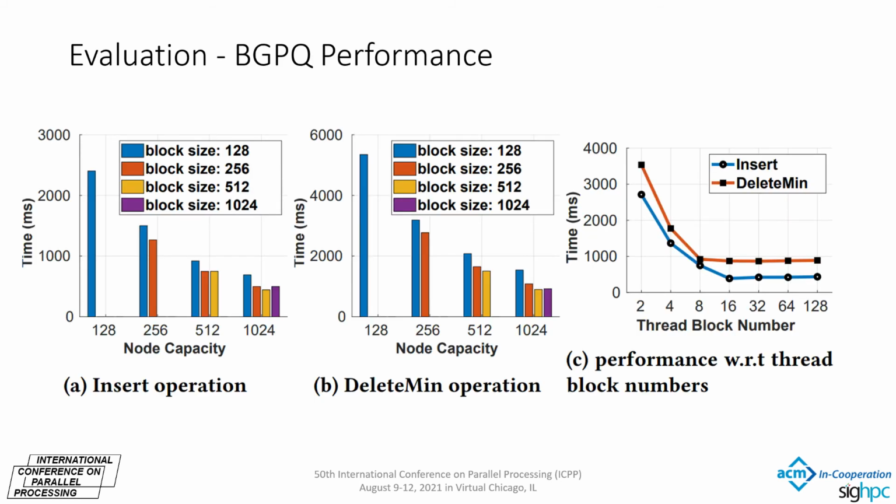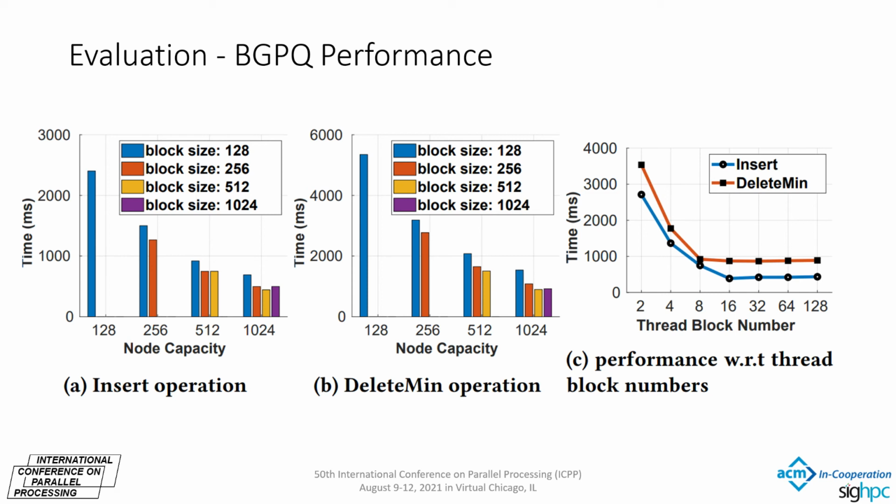We first discuss the design choices of BGPQ. We vary the thread block size, the batch capacity, which is K in this presentation, and the number of thread blocks. We show the performance of inserting 64 million random 32-bit keys into an empty heap and then deleting all keys. Here, the thread block number is the number of working processors that perform insert and delete min operations. The maximum batch capacity we used in this experiment is 1024 keys. In figures A and B, we show the performance with varying BGPQ node capacity and thread block size. We can observe that with the same thread block size, the performance becomes better when the node capacity is larger, as it provides more intra-node parallelism.